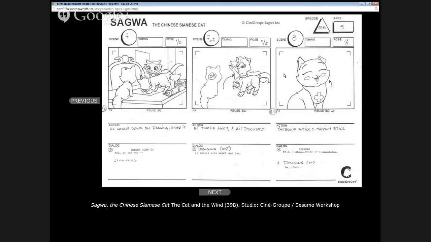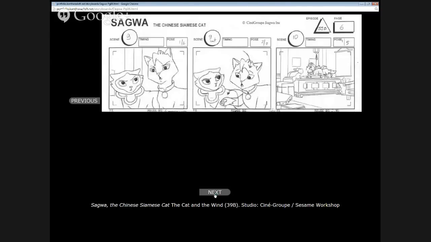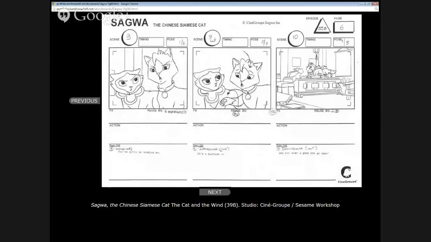So you've got the axis here. The camera has shifted to the other side. Back to this one, which is the response. I still have not crossed the axis. The camera is still on the same side like this.